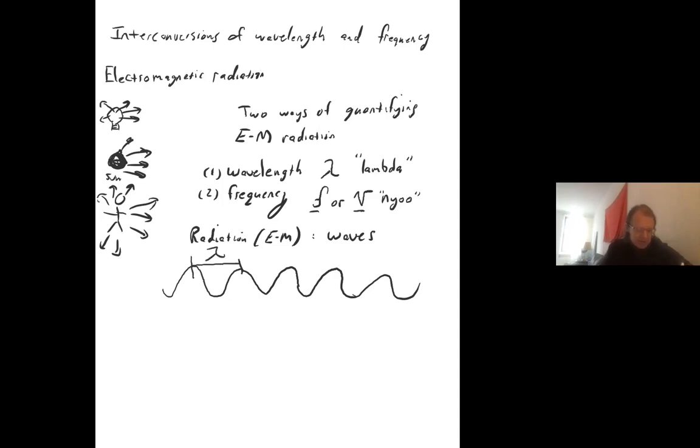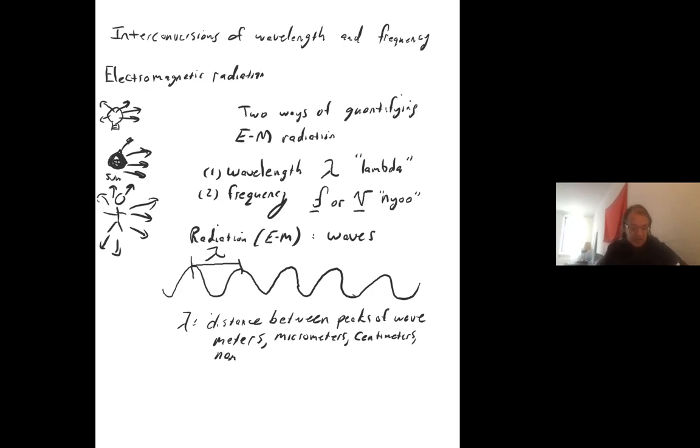The frequency, oh, let me use F. I'm not going to use nu. Let me use F. So let's write it this way. Wavelength is the distance between the peaks of the wave. So it's typically in meters or micrometers. Those are the units. Centimeters, nanometers. So they're in length units, right? Because it's the distance, right? You're measuring distances. Okay. And then you've got frequency.